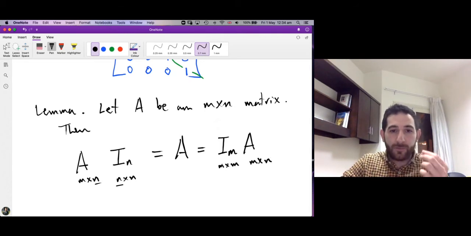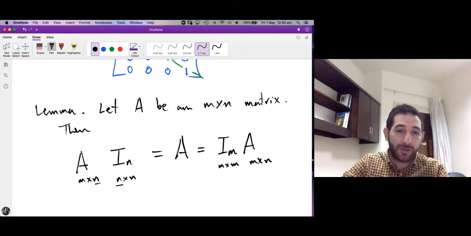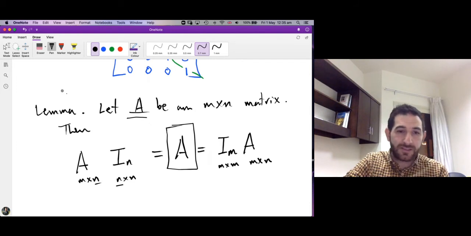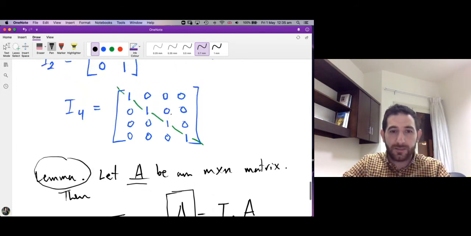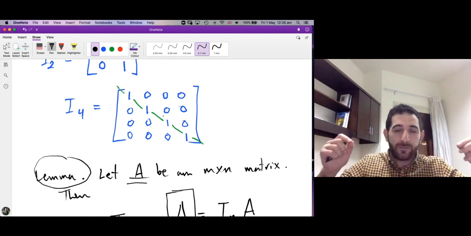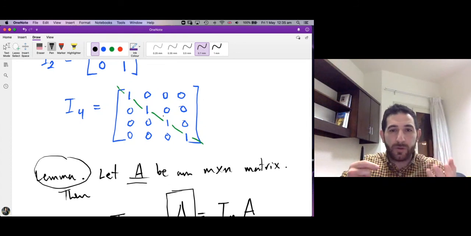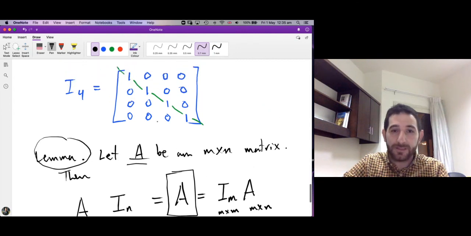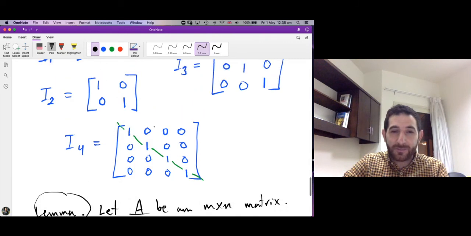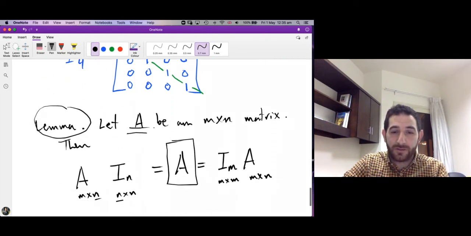So the main property of the identity matrix is that if you multiply it by any matrix from the right or from the left, you get the matrix you started with, A. So the lemma is saying that the identity matrix is playing the role of the number 1 in multiplication. In the real numbers, when we multiply any number by 1, we get the same number, and in the matrices, if you multiply any matrix by the identity matrix, you get the same matrix. So the identity matrix is playing the role of 1 in multiplication.